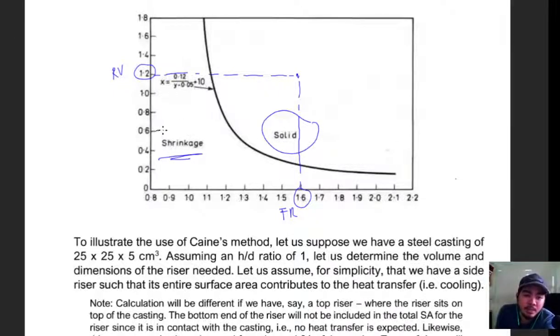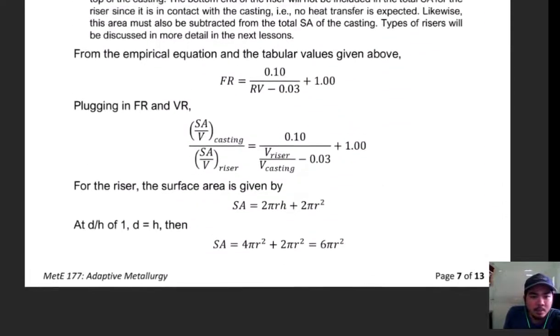Then, for example, 0.6 with a freezing ratio of 1.1, then we are sure that it will have shrinkage. So it follows that this line is a sort of threshold, no? It's the threshold where you get a solid casting versus a casting with shrinkage defects. Okay? So let's try this sample problem here.